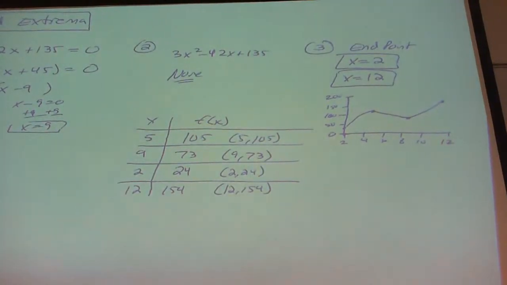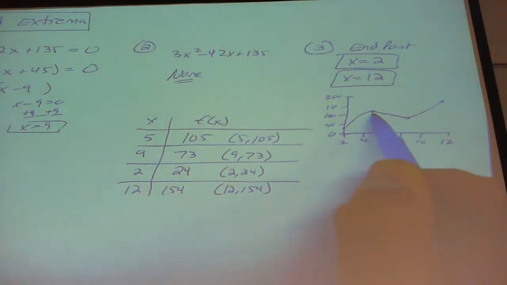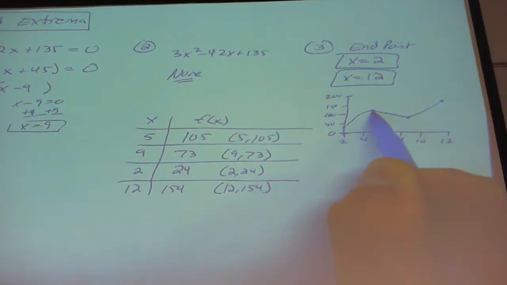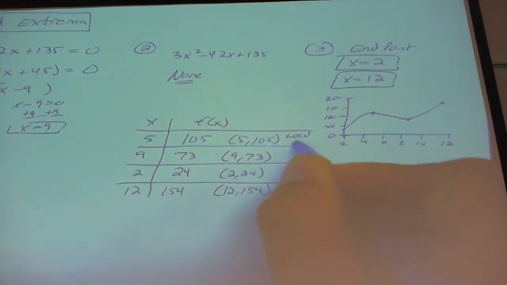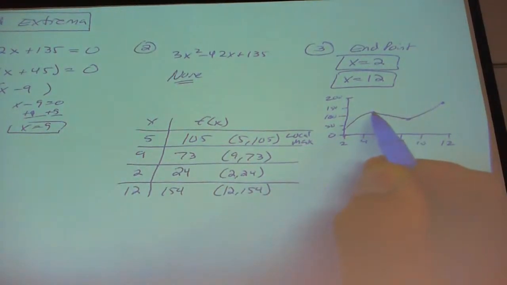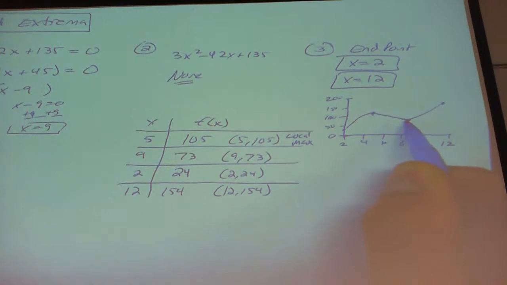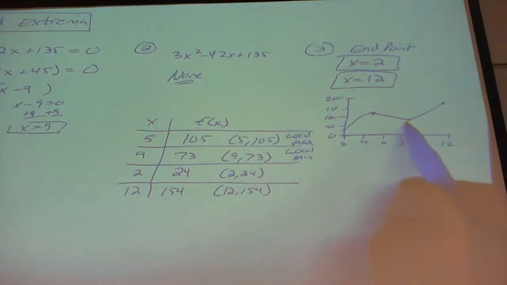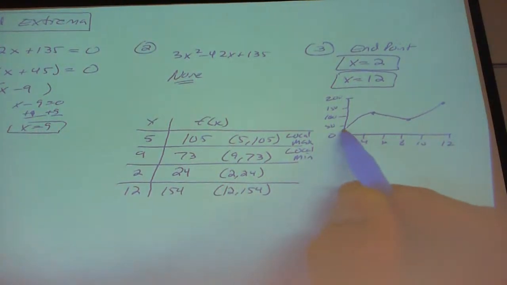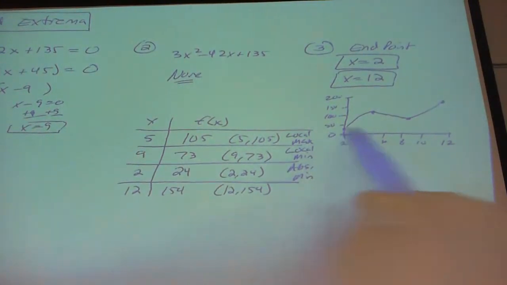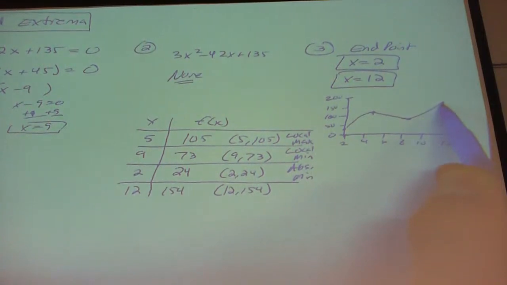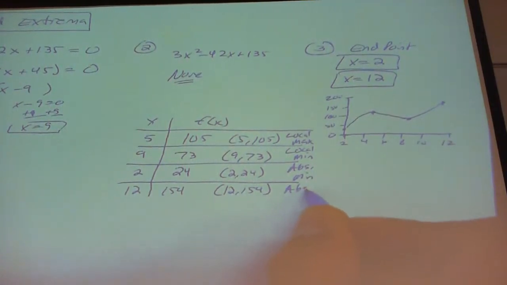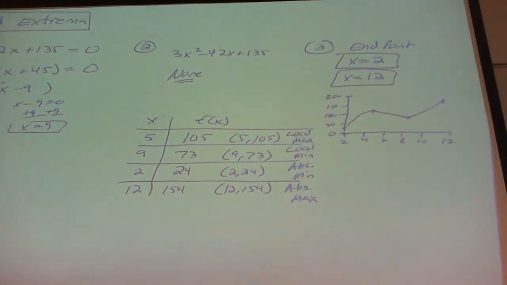Okay, so let's look. 5, 105, what would we call this point here? A local max. Good. It's not an absolute max because it's not the highest point in the entire graph. What about 9, 73? What would that be? Local min. It's not the lowest point, but it's a min. What about 2, 24? That's an absolute min. And then what about 12, 154? Absolute max.